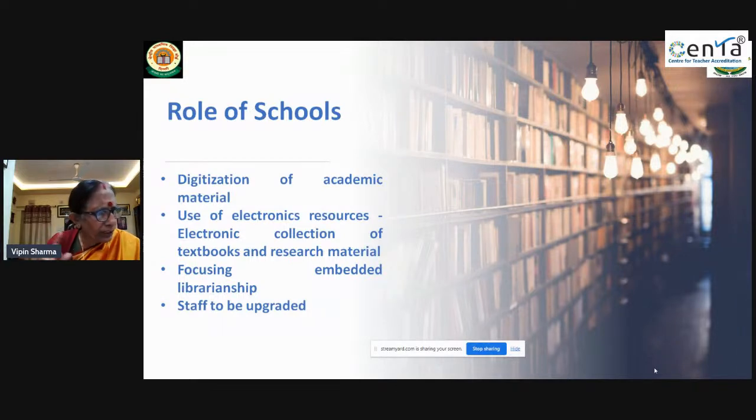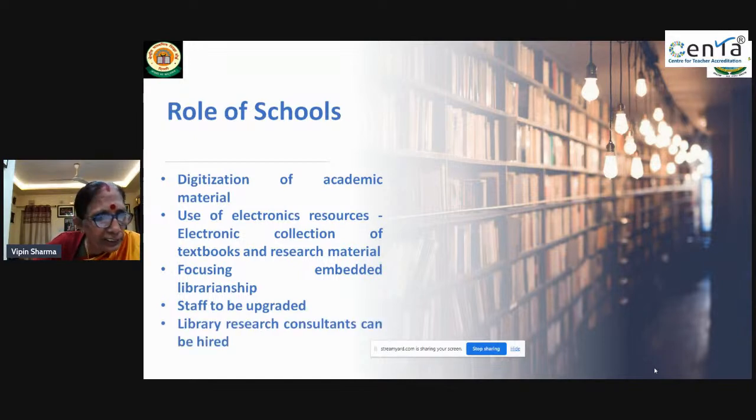Library is important, and the role of the librarian is equally important, who will provide enriching knowledge to the children. Staff to be upgraded. Yes, this is high time when all the teachers need to be upgraded. Not only the librarian, we all need to join hands and see how we can enhance the library. Library research consultants can be hired. This is beautifully mentioned. How you can hire the consultants. That is important. How research.